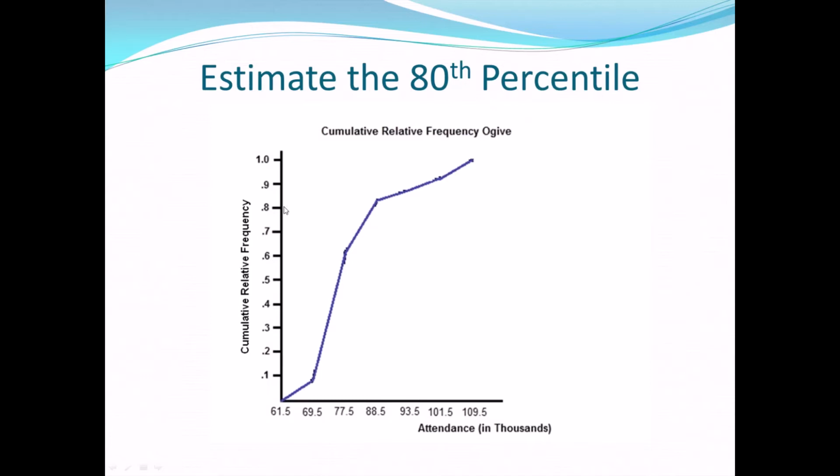80th, well, there's 0.8. You do the same thing. Measure over to the curve. As soon as you hit it, go down. There it is. That's around 88,500 people because your attendance is in thousands.